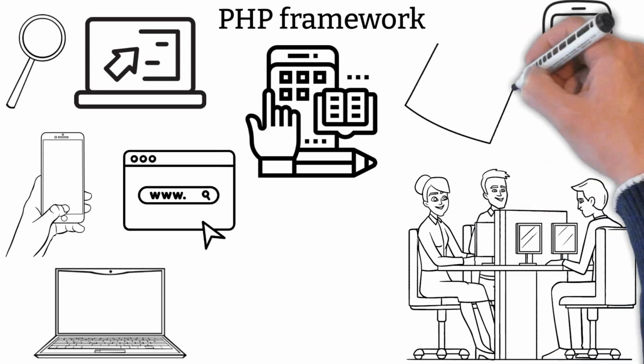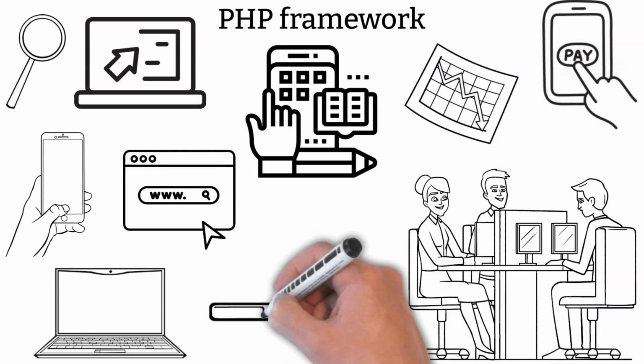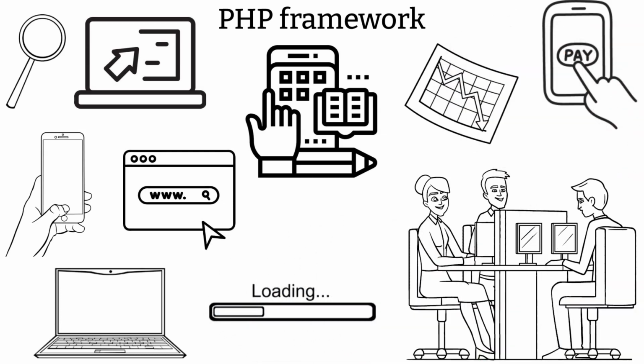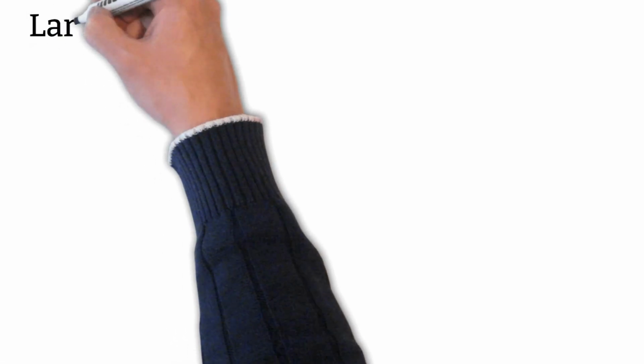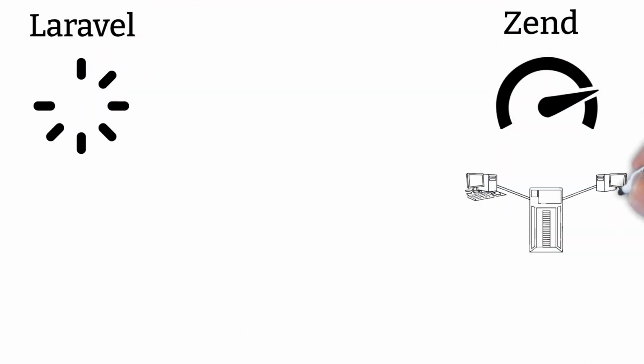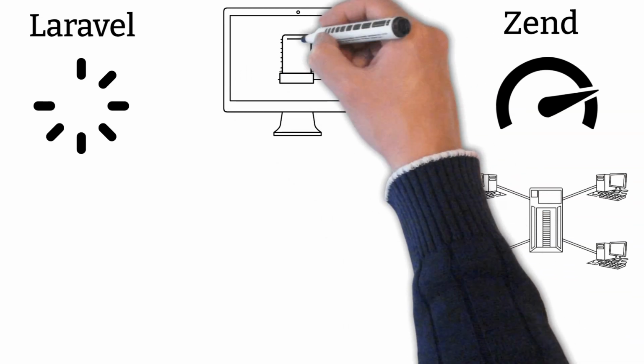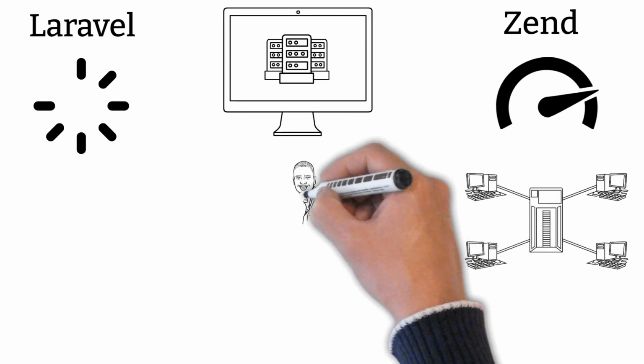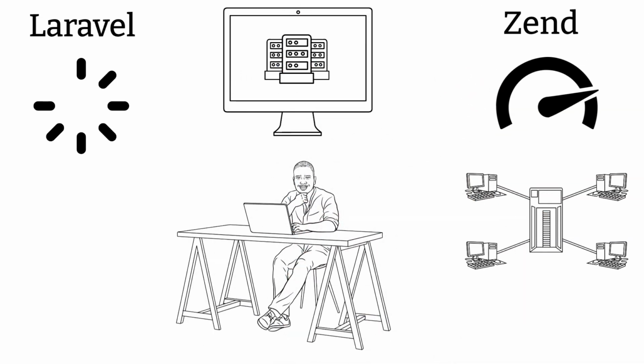Zend is open source, has poor community support, but is equipped with features that enable high performance. When compared to Zend, Laravel performs poorly and is slower, while Zend is faster and offers a better server response. It offers thorough documentation that contains every piece of knowledge required to create web applications.